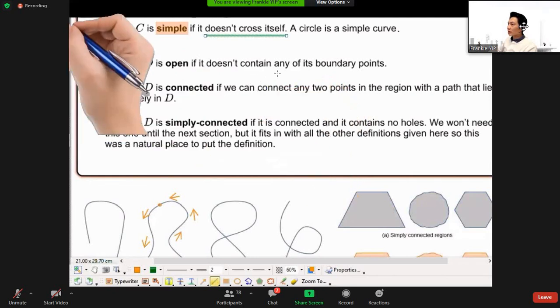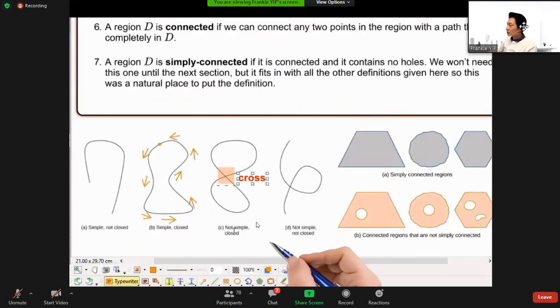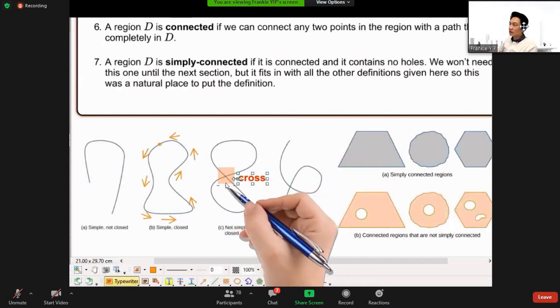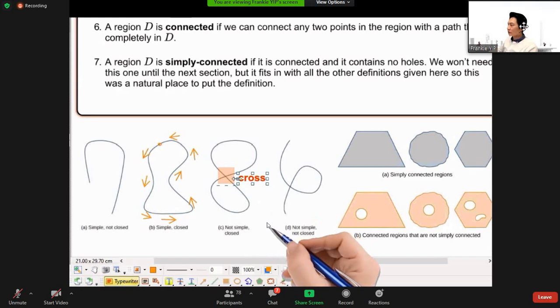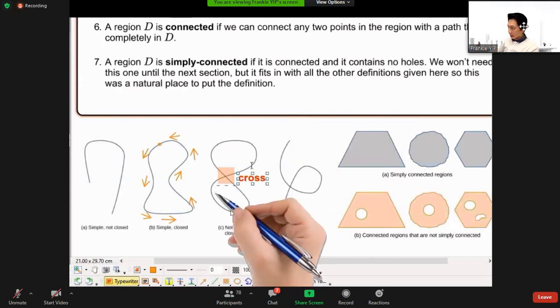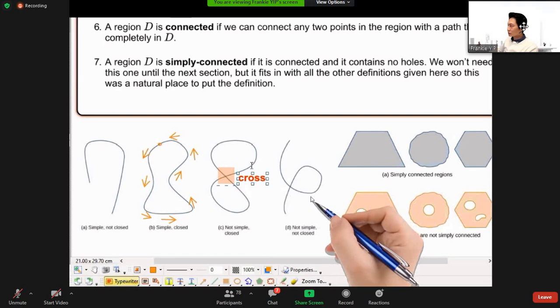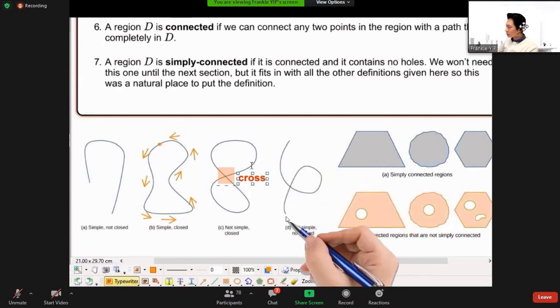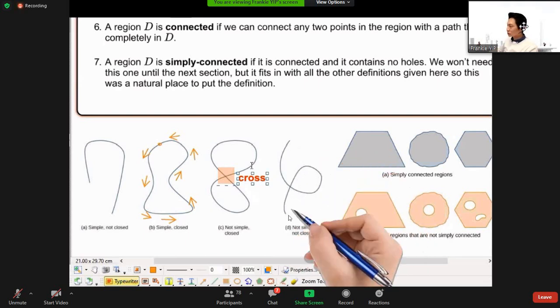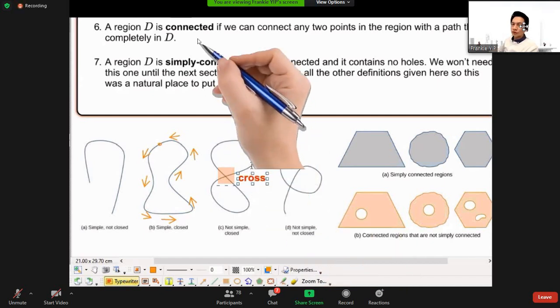Next, how about if I call it not simple? It's not simple because you have a crossover or an intersecting point here. But because it goes back to the original point, I also call it closed. Got it? How about this one? This one, of course, is not simple because we have a cross, and also not closed. This is the technical term. You should remember these terms.